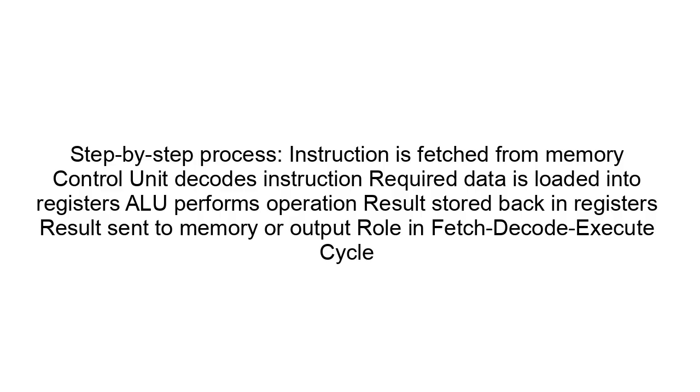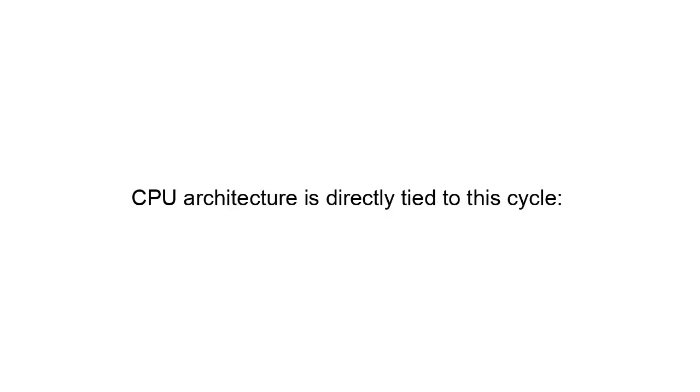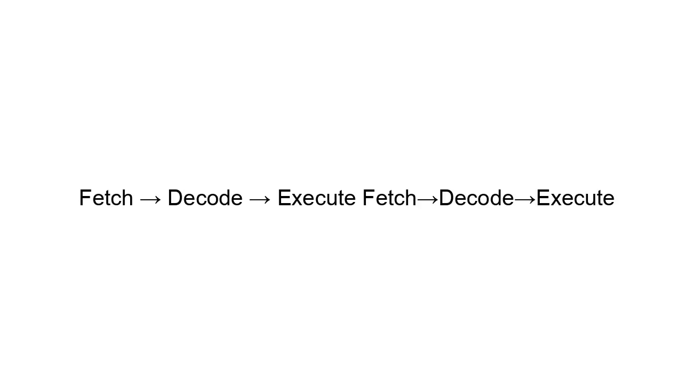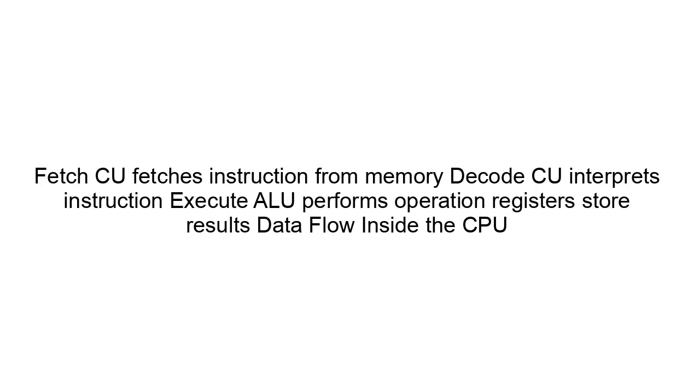Role in fetch-decode-execute cycle. CPU architecture is directly tied to this cycle. Fetch, decode, execute. Fetch: CU fetches instruction from memory. Decode: CU interprets instruction. Execute: ALU performs operation. Registers store results.